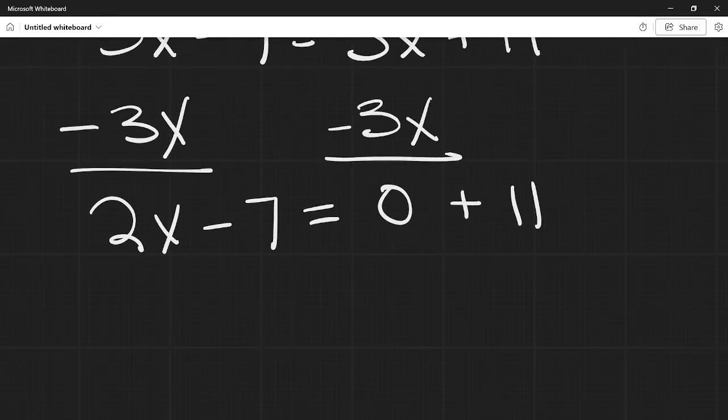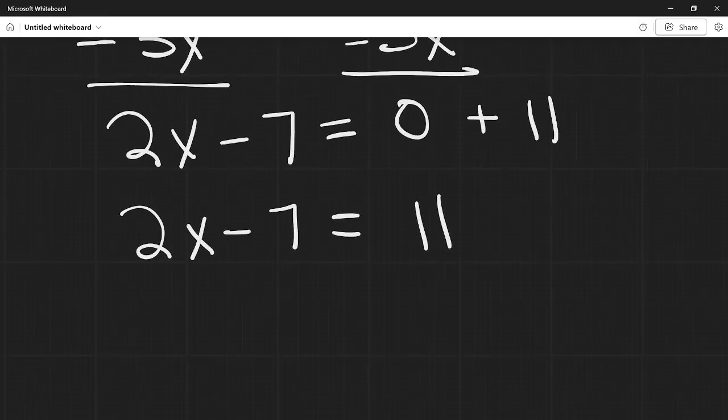Let's simplify this expression a little bit. I can say 2x minus 7 equals, what's 0 plus 11? It's just 11. Now, here is an important step. I need to get the x term by itself. So that means I need to get 2x by itself right now. And how I can do that, since I have a minus 7, to undo this on the left side of the equation and compensate for that on the right side of the equation, I just add 7 to both sides.